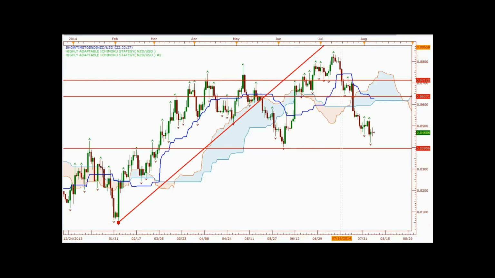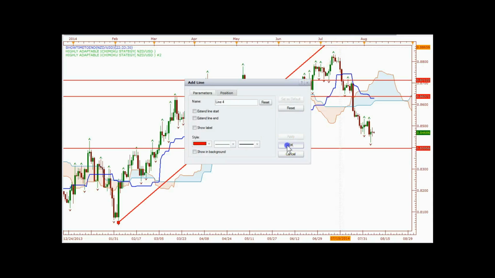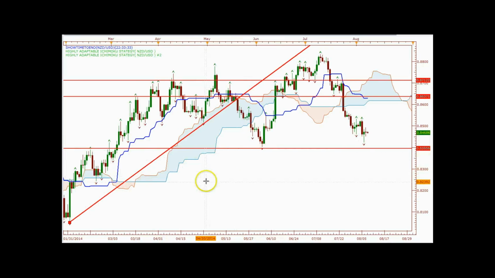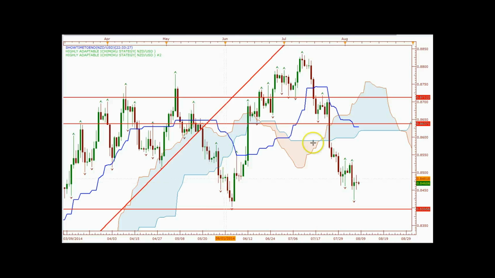So there's the fractal levels. I could draw that trend line just off of the fractal level. Boom, boom, and then look what the market's doing. You can find out a lot of things with these fractal levels. So pay attention to these fractal levels. And then the market's moving down.